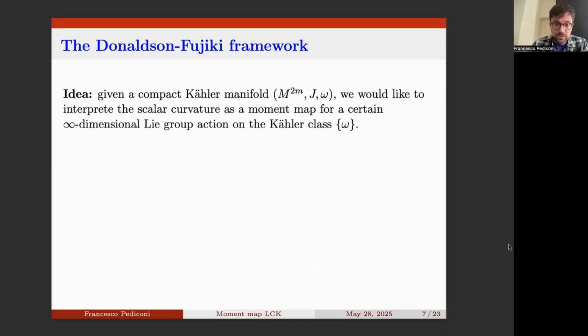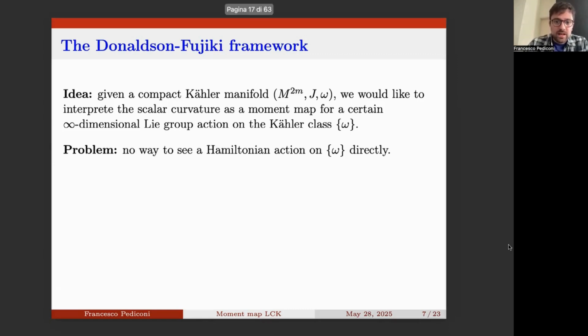The idea is the following. You fix your compact Kähler manifold given by (M, J) and a fixed Kähler form. And in a sense, you would like to interpret the curvature, and in particular here the scalar curvature, as a moment map for a certain infinite dimensional Lie group action on the Kähler class. So here, as I said before, you expect the curvature to be a moment map. And since here we are in Kähler geometry with a fixed Kähler class, the standard candidate that one can think of is the scalar curvature, which is just a function.